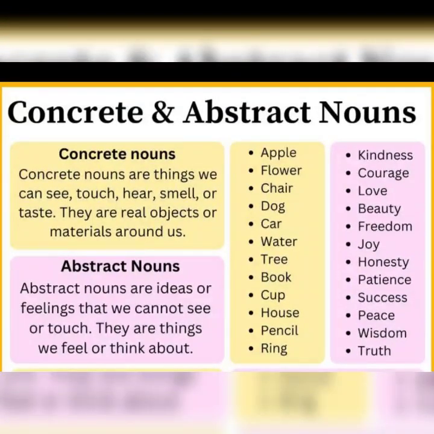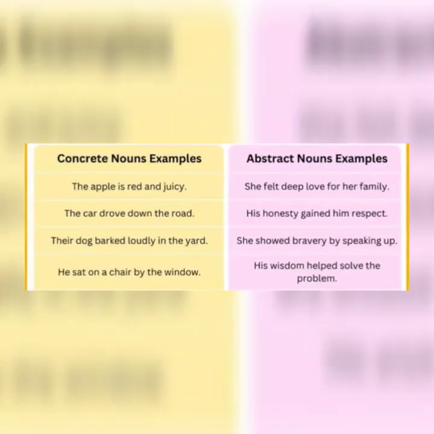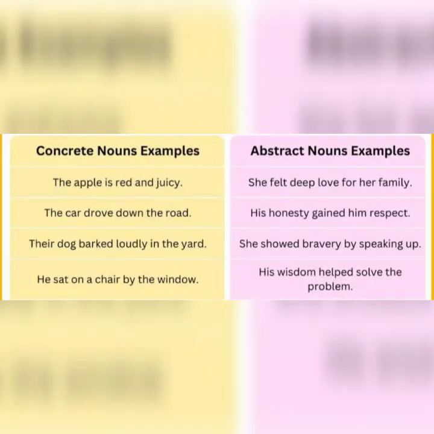Concrete and abstract nouns. Concrete nouns are things we can see, touch, hear, smell, or taste. They are real objects or materials around us. Abstract nouns are ideas or feelings that we cannot see or touch. They are things we feel or think about. For example of the concrete noun, the apple is red and juicy. In the abstract noun example, she felt a deep love for her family.